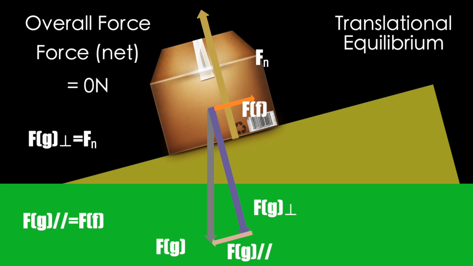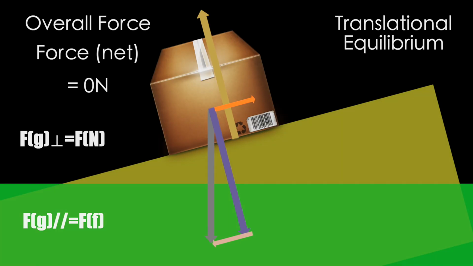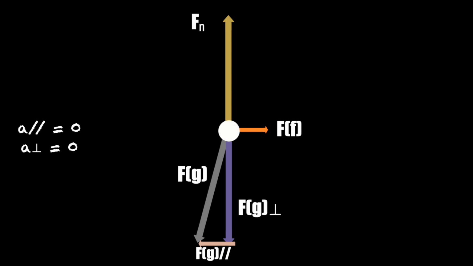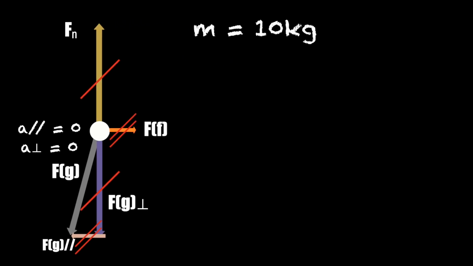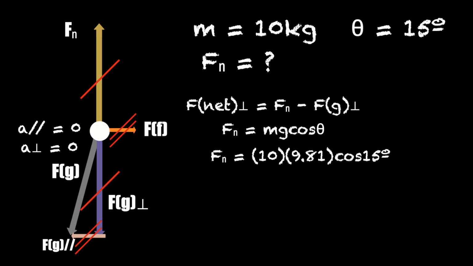We can illustrate this on a free body diagram. In an FBD, arrows must be drawn to scale. Because weight perpendicular is equal to force normal, and weight parallel is equal to friction force, they each must be the same length as each other. So then, what if the box is 10 kilograms and the slant is 15 degrees? What is the value of the normal force? We calculate like so to get around 95 newtons.